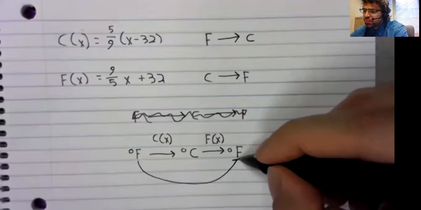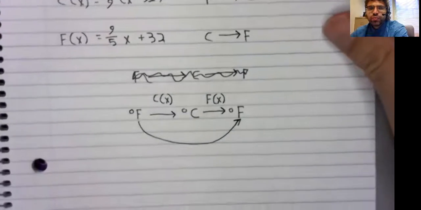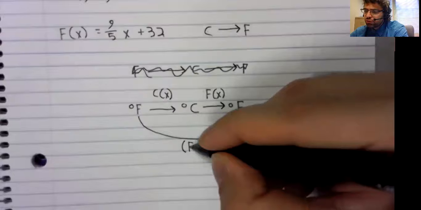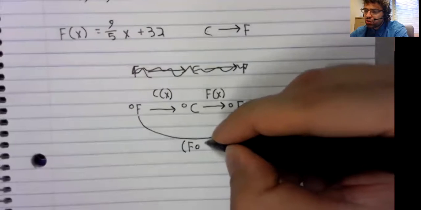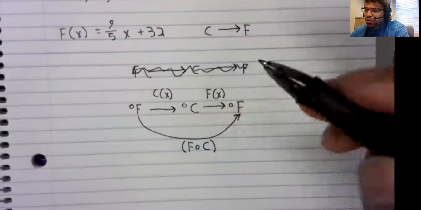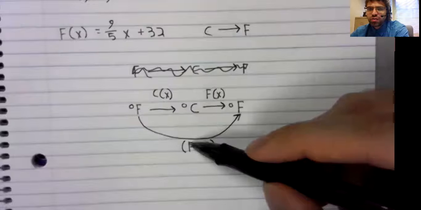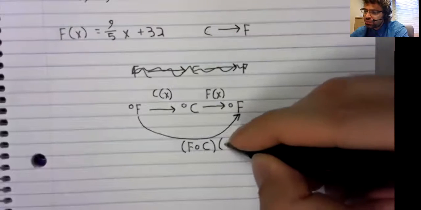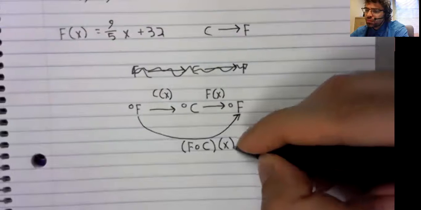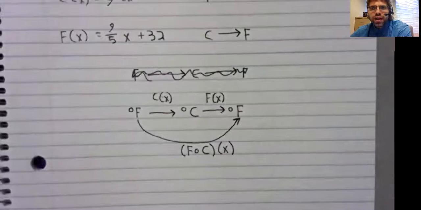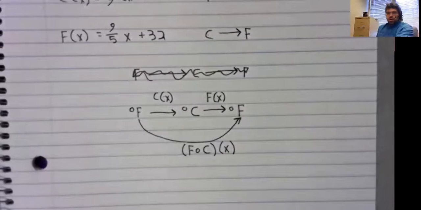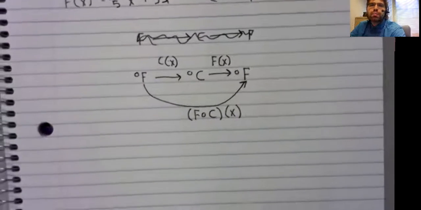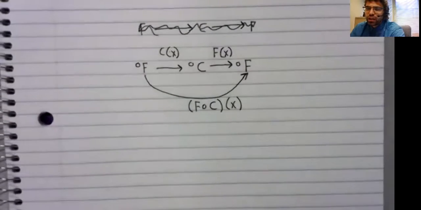And the composition, remember that the composition is written in reverse order. So we write the second function first, the first function second. Without actually taking the composition, let's figure out what it must be doing.